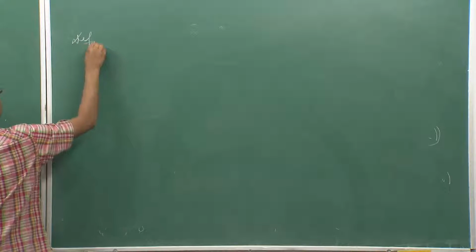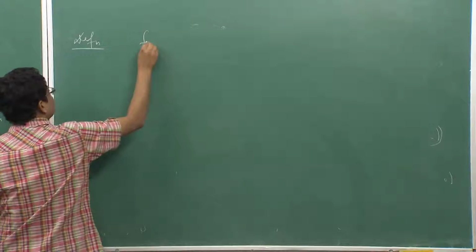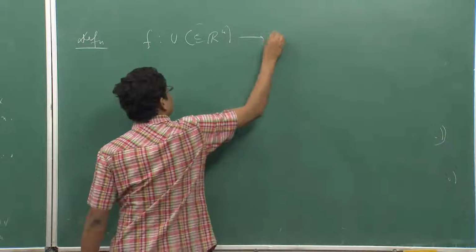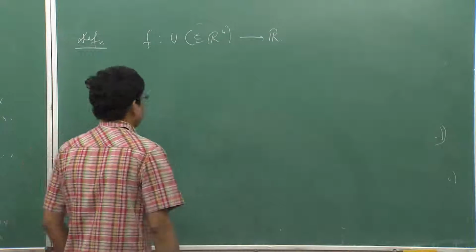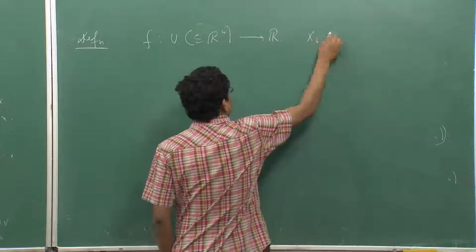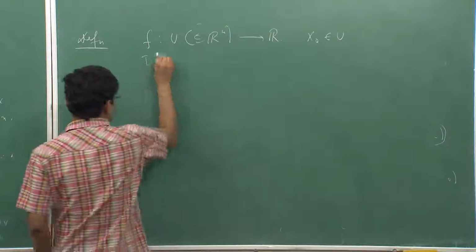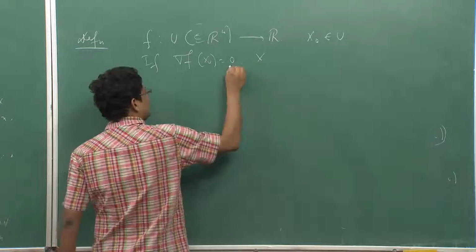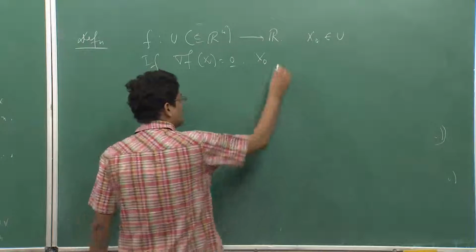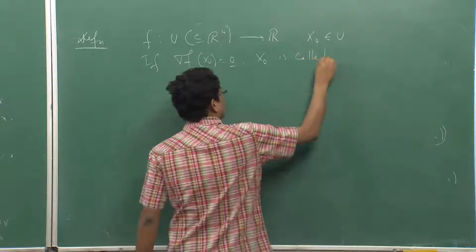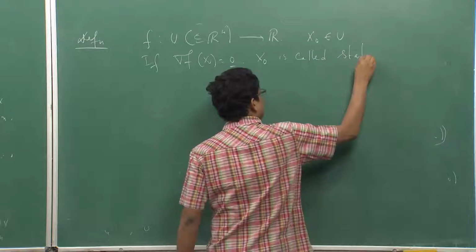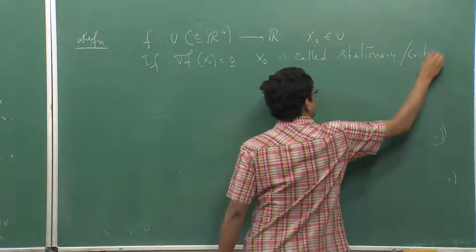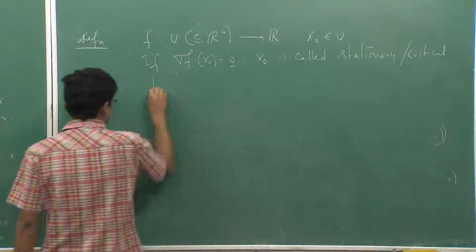Let me make a definition here. So, if grad of f at x naught is 0, then x naught is a possible candidate for a local maxima or minima. So, x naught is called a stationary point or critical point, both terminologies are used. Critical point.